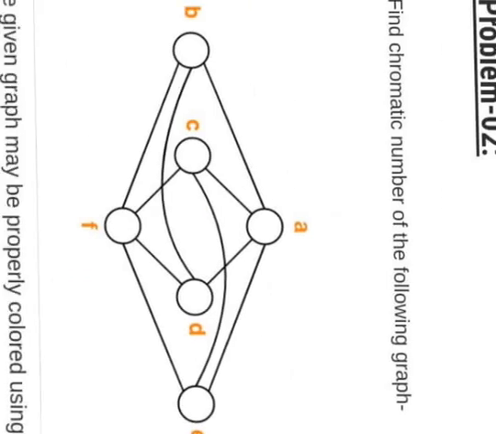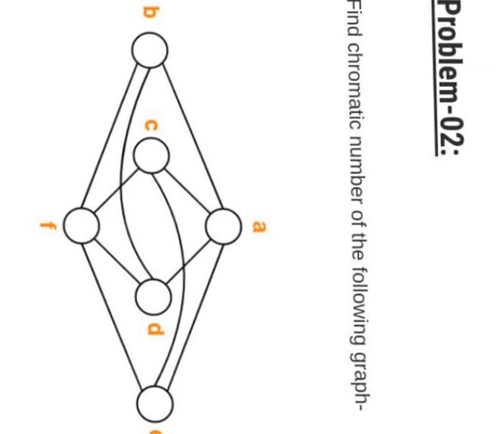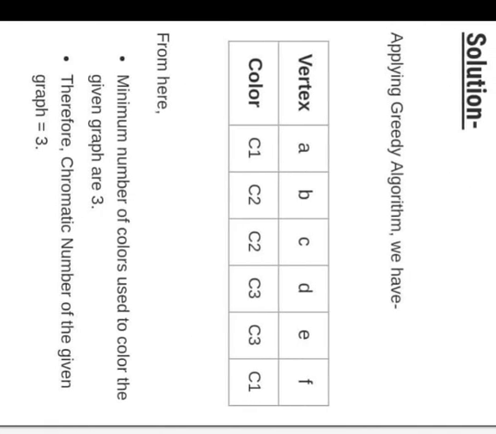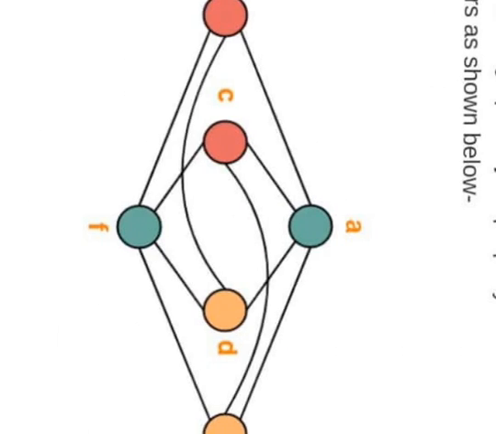Take another example. Find the chromatic number of the following graph. Here we have to find the coloring of this graph. Let's find the chromatic number by using the greedy algorithm. Vertices are A, B, C, D, E and F, and the colors we can use in this graph are C1, C2, C2, C3, C3, C1. We observe that the minimum number of colors used to color the given graph is 3. Therefore, the chromatic number of the given graph is 3. So coloring can be assigned to the vertices A, B, C, D, E and F.